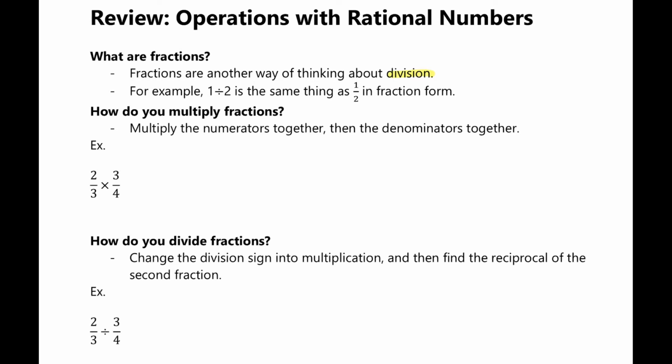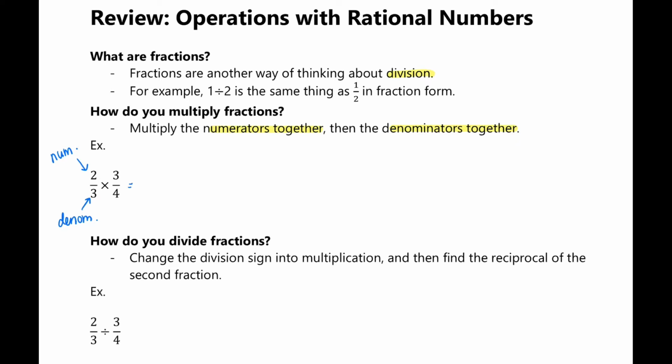How do we multiply fractions? We multiply the numerators together and then denominators together. For example, 2 over 3 times 3 over 4 equals. By the way, just a recap, the top number here is called numerator, and the bottom number here is denominator.